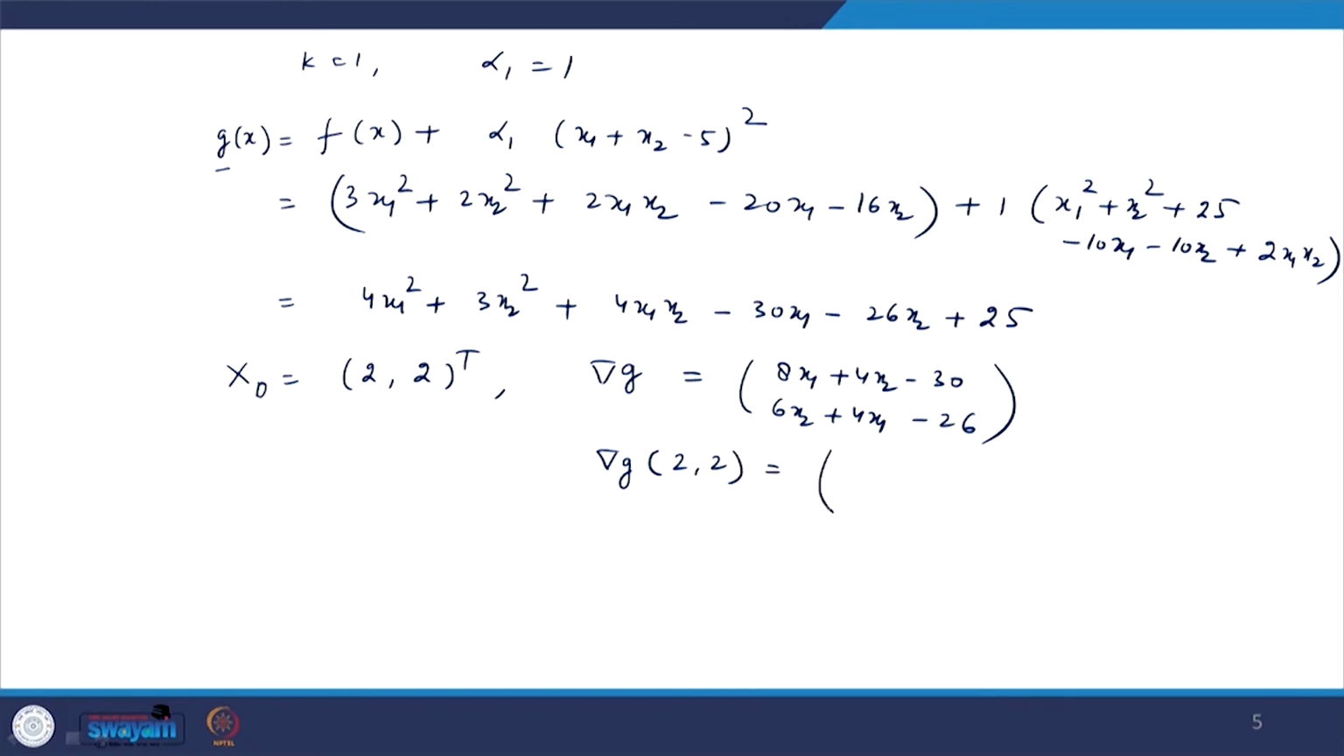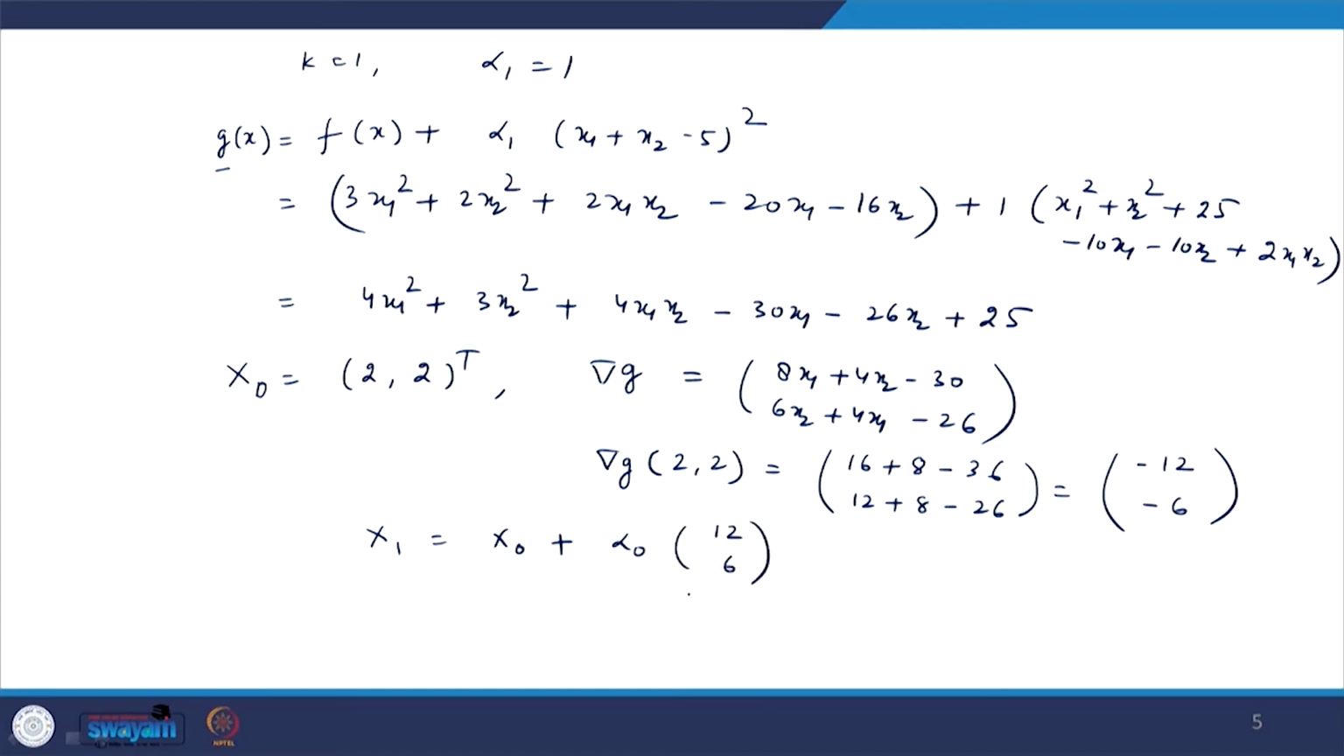So, that we can find out as 16 plus 8 minus 30, and it is 12 plus 8 minus 26, and that will be 24, that is minus 12, and that is 20 minus 6. So, that will be gradient of g. Okay. So, we know the method. The method is x 1 equal to x naught plus alpha naught into minus of gradient of this, that is 12 and 6.